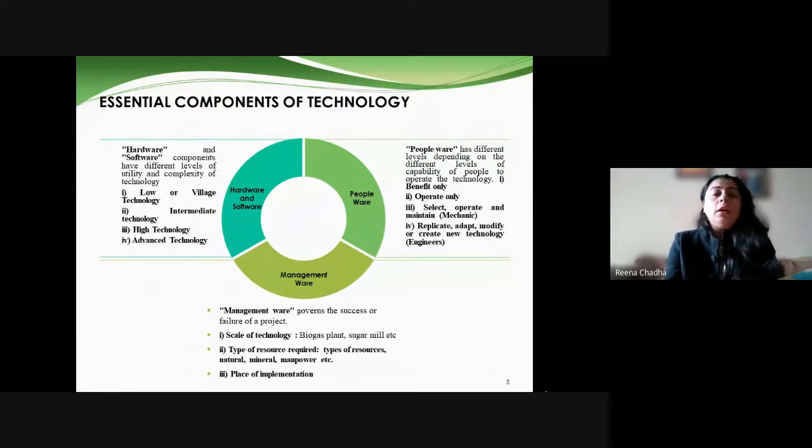Then there can be an intermediate technology, our mobiles are there, which can be understood by anyone.